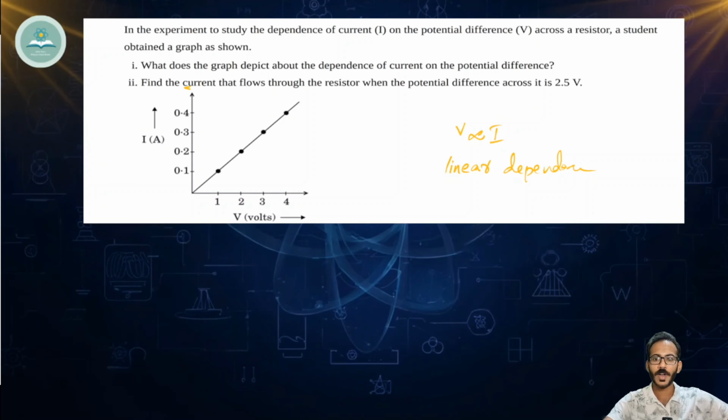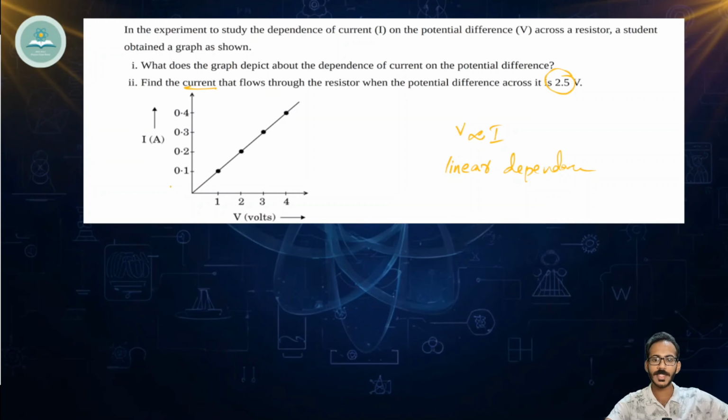Here, find the current that flows through the resistor when the potential difference across it is 2.5 volt. So for 2 volt, we have 0.2. 0.2 ampere is the current there. For 2.5, we don't know exactly how much it is. So we can't directly take it from the graph. But we know one factor, that in this setup, anyway, the resistance is not going to change.